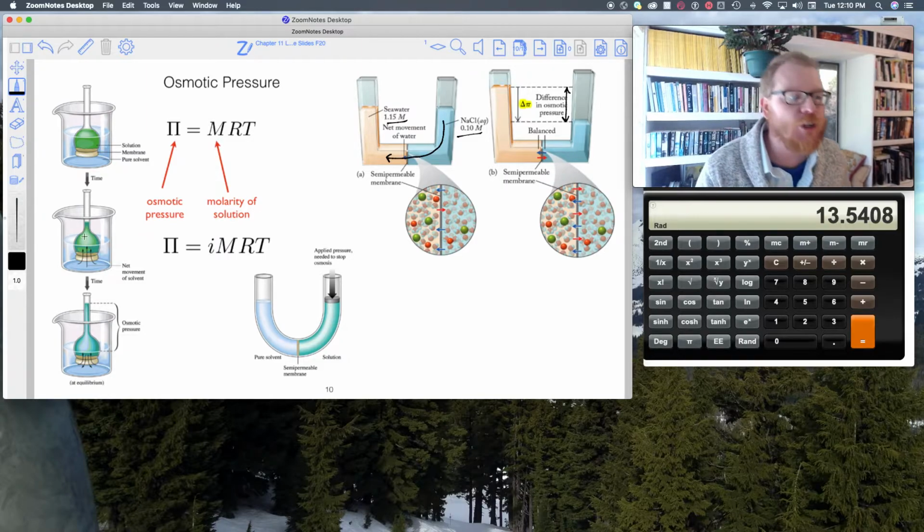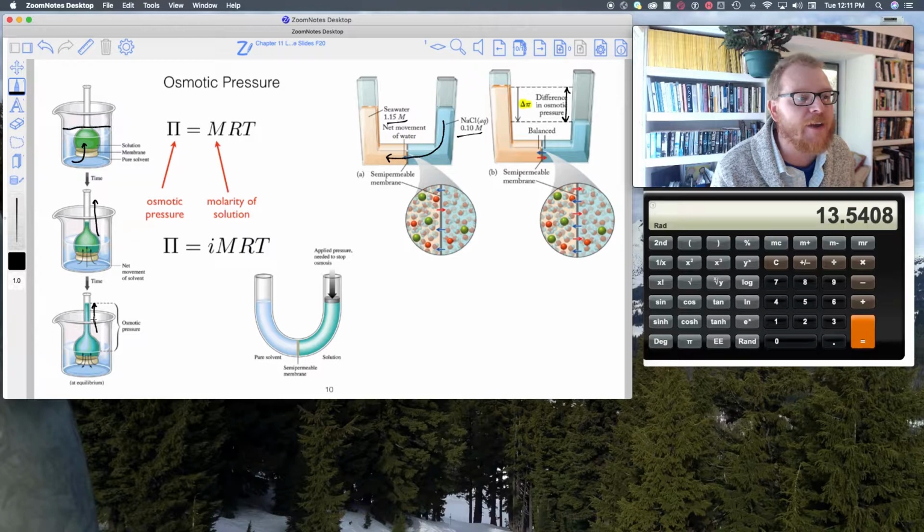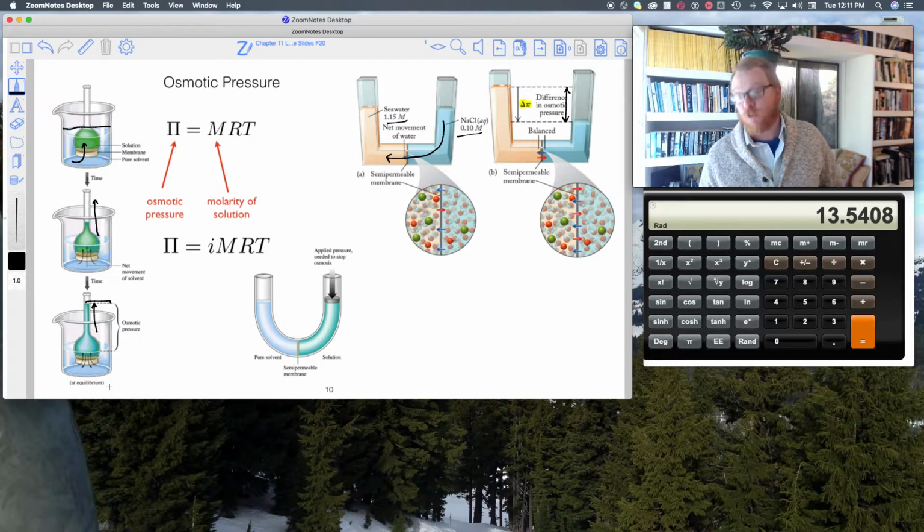Another picture of it can be observed here, where let's say we have a beaker with pure solvent in it, and then this green stuff is a solution that's got this semi-impermeable membrane. Over time, the solvent will pass through the membrane. It will add liquid. See how the liquid height in this volumetric flask is going up? And the difference in height of those two liquids, from this height right here, the initial, to the final height, that creates osmotic pressure.